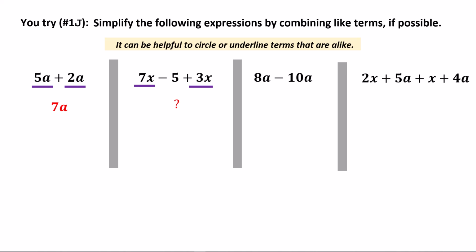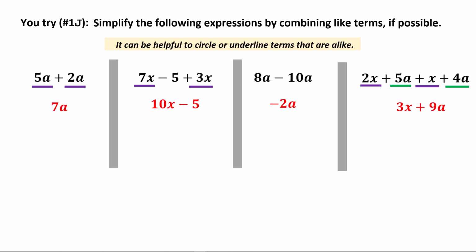Well, the x terms are alike, and so those combine to be 10x, and then we have the constant minus 5. In the next one, 8a and 10a are indeed alike because they share the variable a. And so we combine the coefficients of those two, and we get negative 2a. In the last expression, we have 2x and x, which are like terms, which combine to be 3x, and then 5a and 4a combine to 9a.